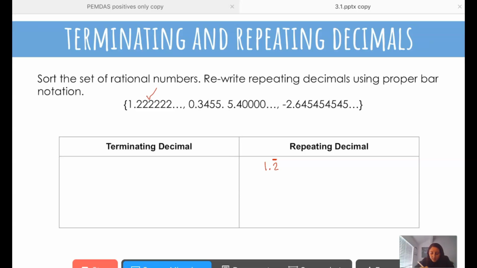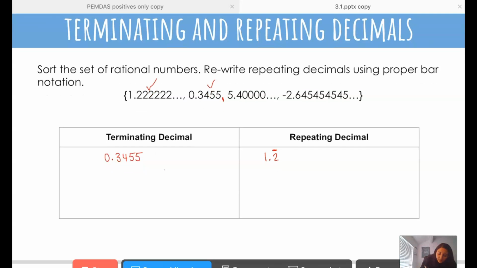Now our next one is 0.3455. That ends, so that is a terminating decimal. So I'm going to write that over here in my terminating decimals. The next one is 5.40000, and the 0 continues. Well, the digit that is repeating is a 0, so that's actually considered a terminating decimal because we can really just write it as 5.4, right? It had a remainder of 0.